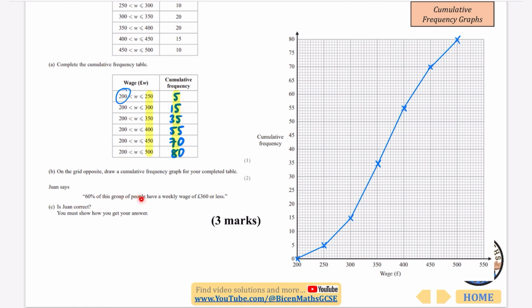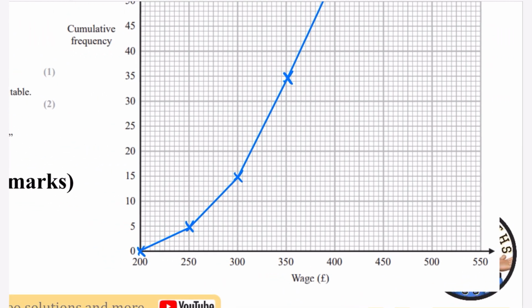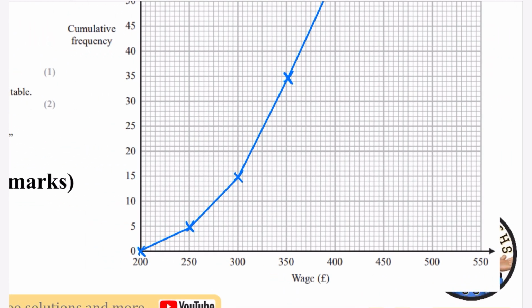It then says 60% of this group of people have a weekly wage of £360 or less. Is Juan correct? So we're going to find out how many people have £360 or less by reading it from the graph. Well, if this is 350 and this is 400, there's 50 along here, so each 2 squares would be 10. So I'm going to say that's going to be 360. So I'm going to draw up from 360 until I meet the curve, and then I'm going to read across here. That looks like it's, if that's 35, 36, 37, I'd say that's 38.